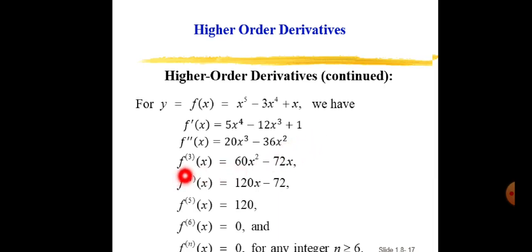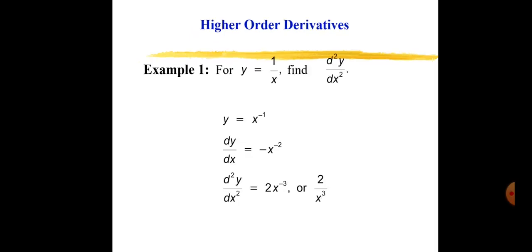To find the third derivative, you have to work on the second derivative. You have to find the derivative of the second one. So put the power down, so we have 60, subtract 1 from the power, so we have x to the power 2, minus, put the power down, 2 by 36 is 72, subtract 1 from the power, so we have x. And so on, we can find the higher derivatives using the same method.